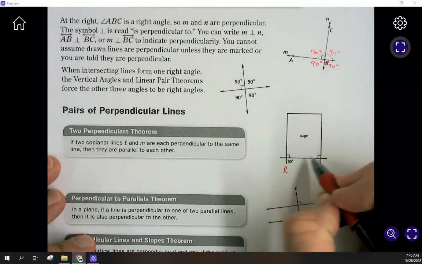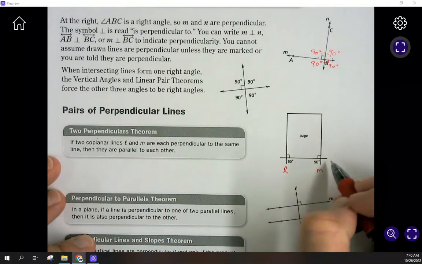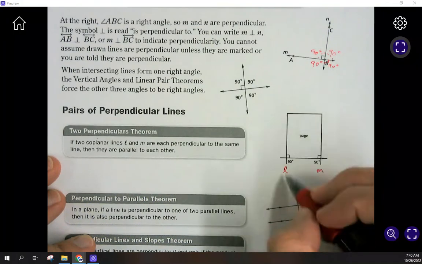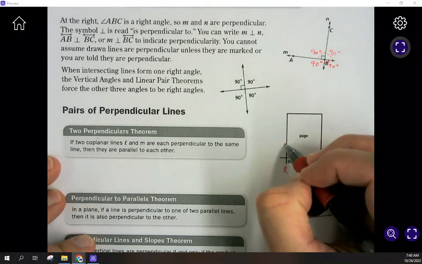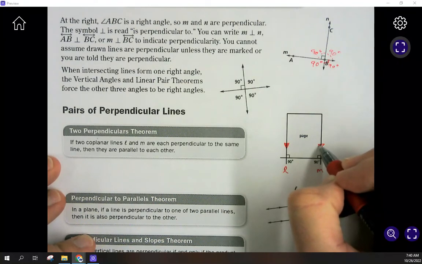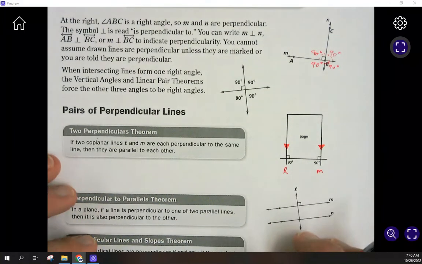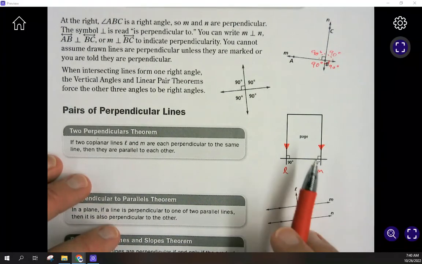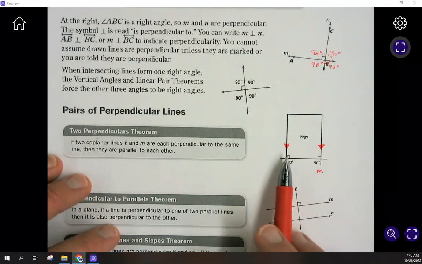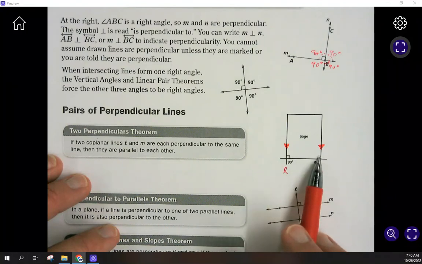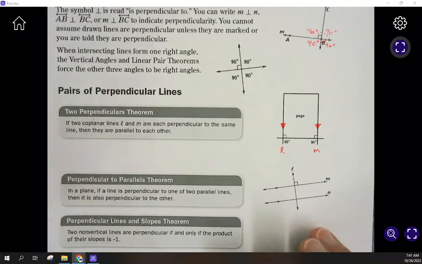So if we see these two lines hitting another line at 90 degrees, both of them are perpendicular to that other line, we are allowed to assume that these are parallel to each other. And there's the parallel lines marking. So even if they're not marked parallel, if two lines are hitting another line both at 90 degrees, we know that those lines are parallel. We're allowed to now assume that.